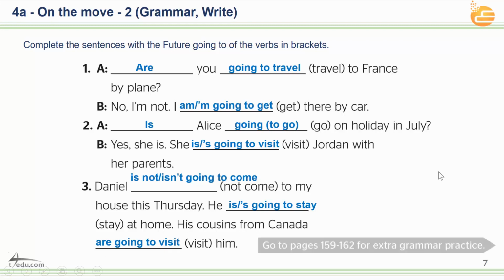Very nice. Beautiful. Go to pages from 159 to 162 for extra grammar practice. If you want to practice more, if you want more exercise about this grammar, you have to go to pages from 159 to 162.